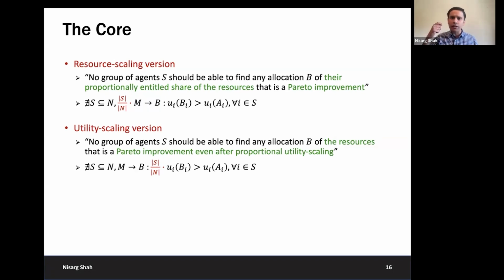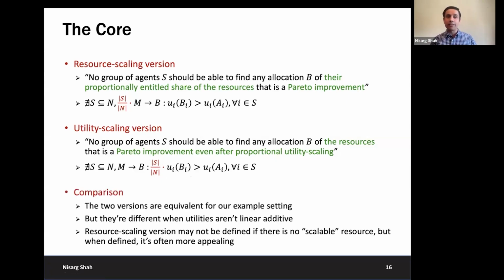But then what we do is we make the requirement of a Pareto improvement much stronger. We ask that even after doing this redistribution, even if I scale their utilities down by a factor proportional to the size of the group, so size of the group divided by size of the set of all agents, even after that, it shouldn't remain a Pareto improvement. Okay? And these two versions are equivalent for our very stylistic examples that we have chosen because of the assumption of additive linear utilities. When you have these linear utilities, whether you take half of a resource or whether you take the full resource and then scale your utility down by a factor of half, it's the same thing. Okay? But in a lot of other settings, these two notions are going to be very different.